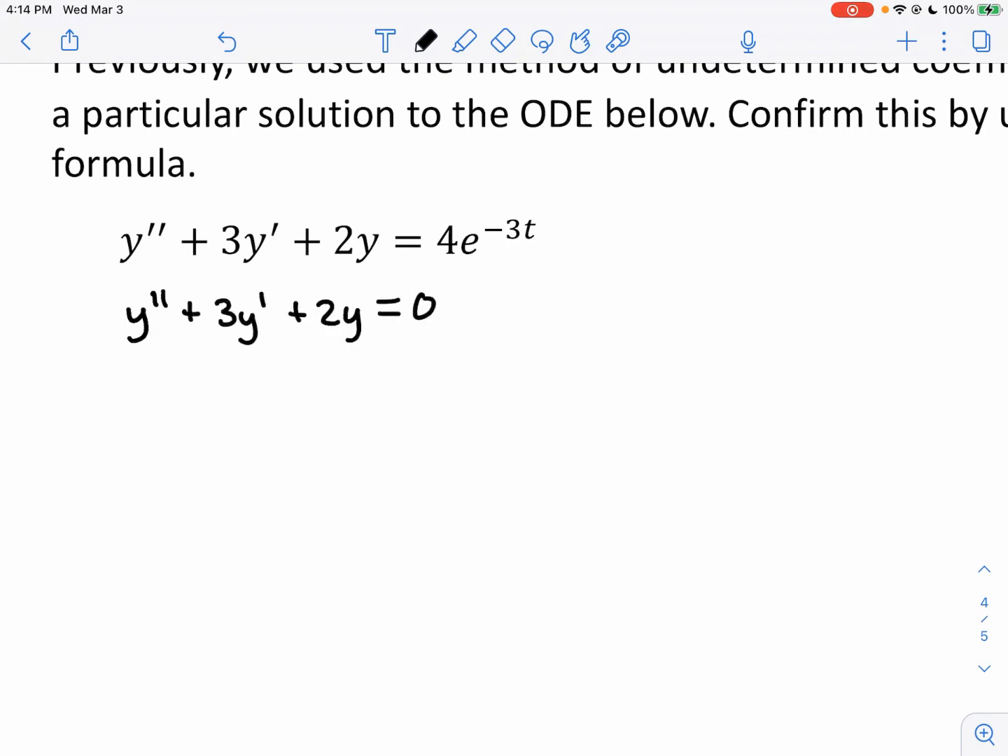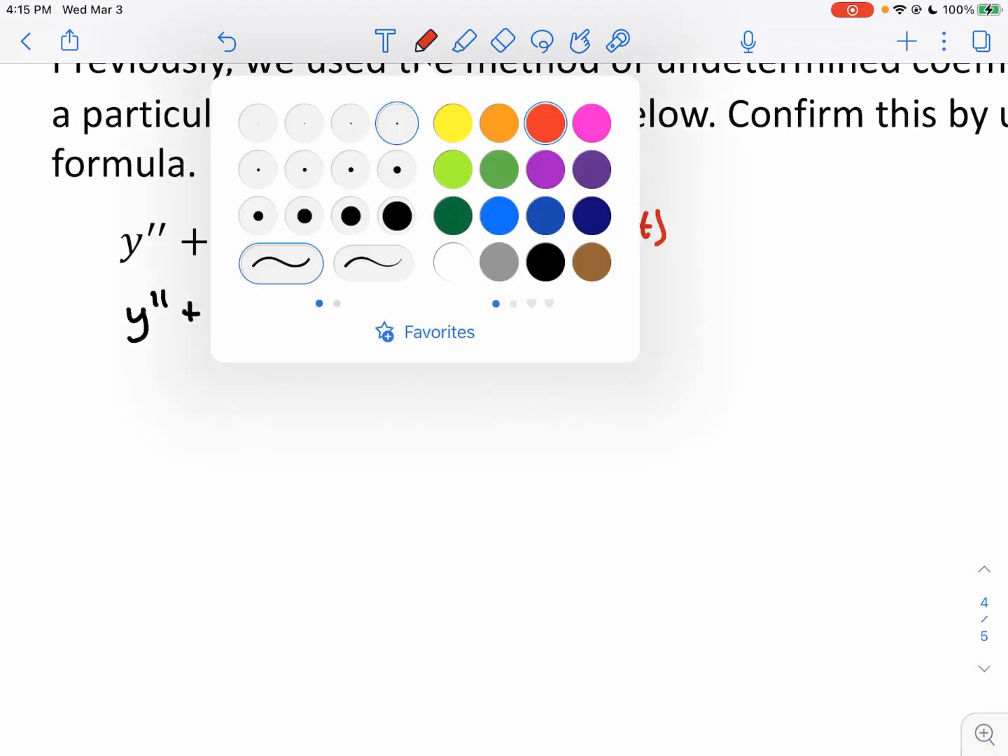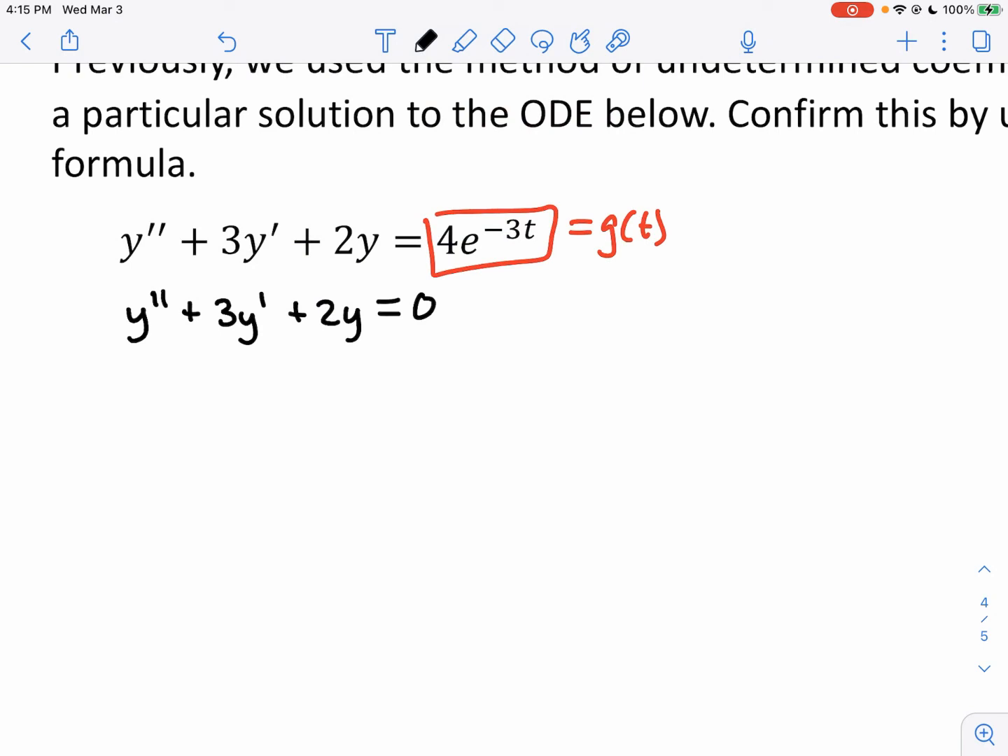So if this is the homogeneous version, change the forcing function to 0. And also I should point out that the coefficient of y double prime is already a 1, so this is our g of t. Just to be clear about that, that's the g of t we're going to be using in our formula. And next, the characteristic polynomial. Lambda squared plus 3 lambda plus 2 is equal to 0. This does factor to lambda plus 2 times lambda plus 1.